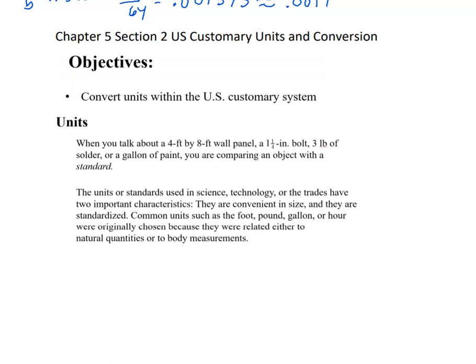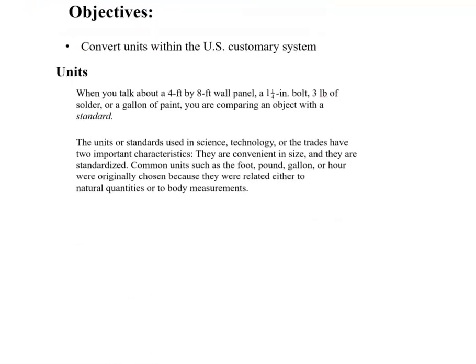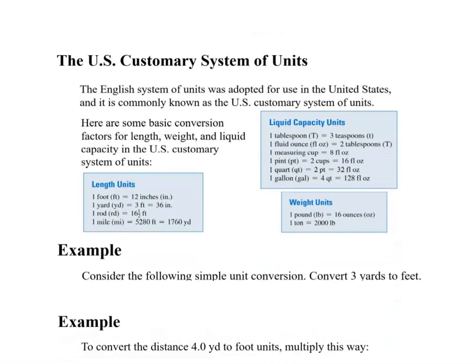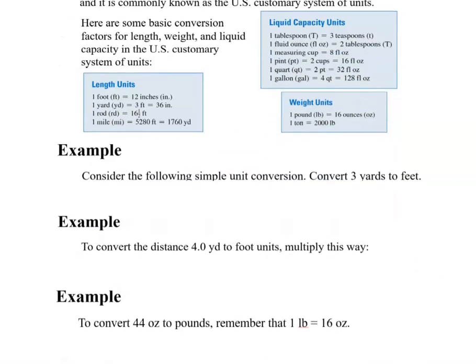They are convenient in size and they are standardized. Common units such as a foot, pound, gallon, or hour were originally chosen because they were related either to natural quantities or to body measurements. So in the U.S. customary system, we use several of these units: feet, yards, miles, pints, quarts, gallons, those kind of things. It says consider the following simple unit conversion.